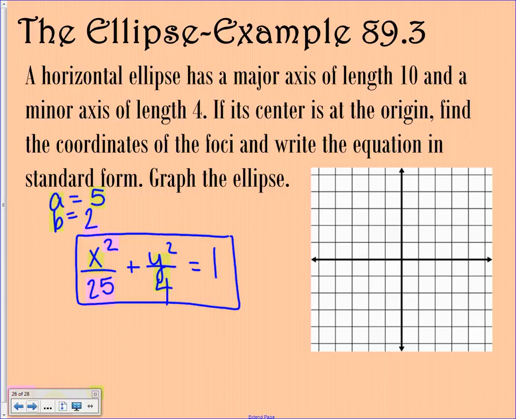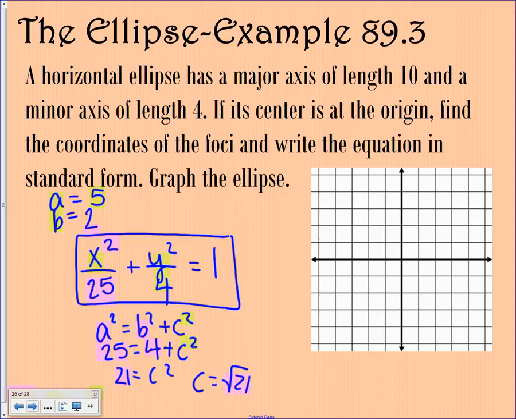It also asks for the coordinates of the foci, so that means we need to find our C. So A squared is going to be 25, B squared is 4, and then we're looking for C squared. So 21 equals C squared. So C is the square root of 21. So the coordinates of the foci, well, they're going to be on the x-axis because that's your major axis. So it's going to be at square root of 21, 0, and at negative square root of 21, 0. So those are your two foci.